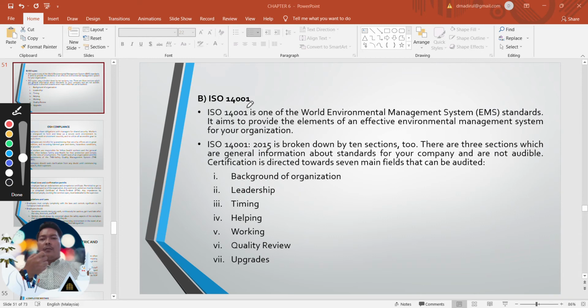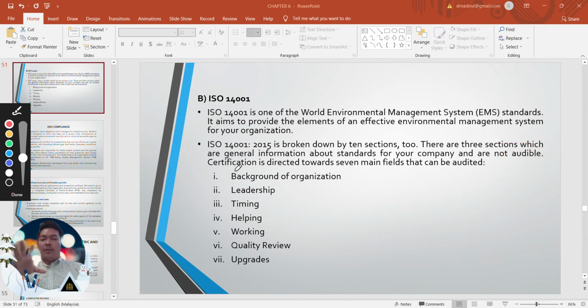For ISO 14001, it is one of the world's environmental management system standards. It is aimed to provide the elements of an effective environmental management system for your organization. ISO 14001:2015 is also broken down into 10 sections. There are three sections which are general information about the standard for your company and are not auditable, which means they cannot be audited.